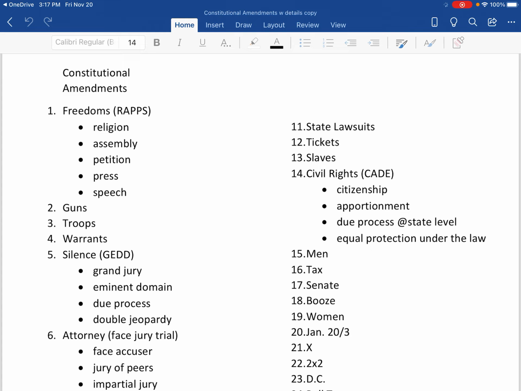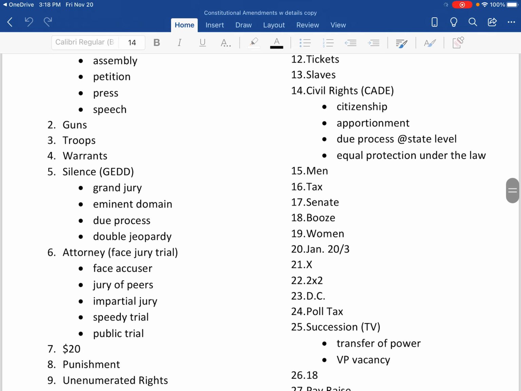Under silence is actually due process as well. And this is a series of steps to protect the rights of the accused, which makes also a lot of sense, that if you are innocent until proven guilty, there are certain steps that need to happen in a process, in the correct order. And then double jeopardy. You can't be charged with the exact same crime twice.